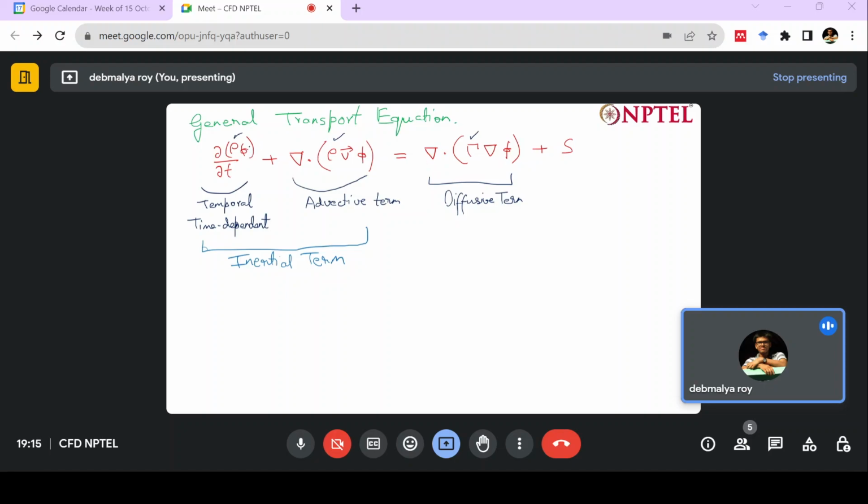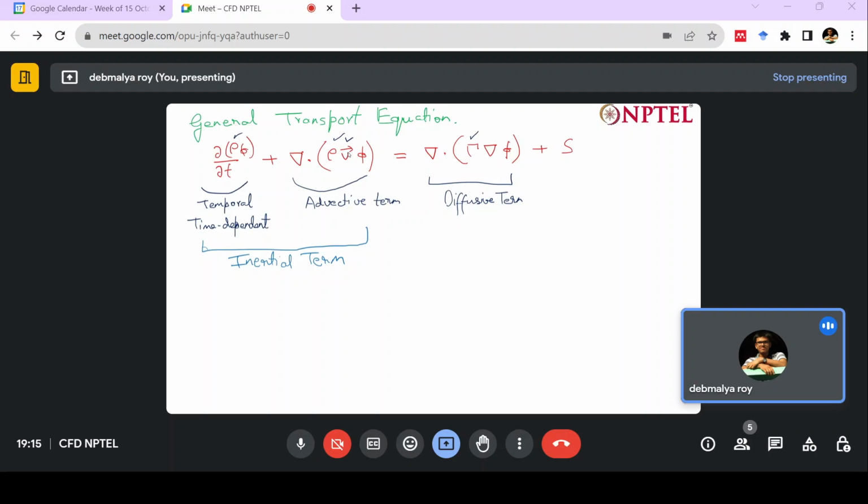So phi here can be, let's say, temperature. So this rho may be the rho Cp that we usually use. In the advective term, you can see a velocity is added here. So if you are solving Navier-Stokes, obviously this velocity becomes an unknown. However, if you are solving for some other parameter, some concentration or temperature, then this V can be a known parameter that you have obtained from Navier-Stokes.